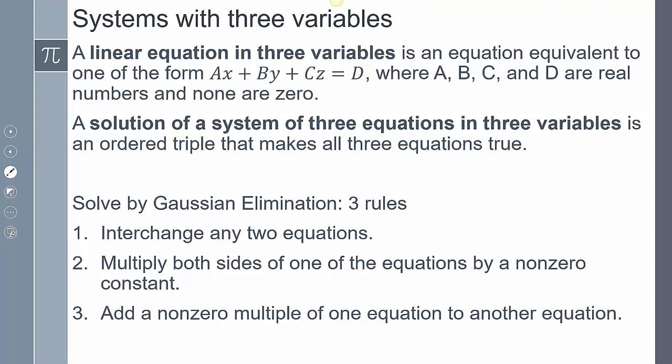Now, a solution of a system of 3 equations in 3 variables is an ordered triple that makes all 3 equations true. We're going to see these types of processes embedded in trying to solve them, and it's Gaussian elimination.